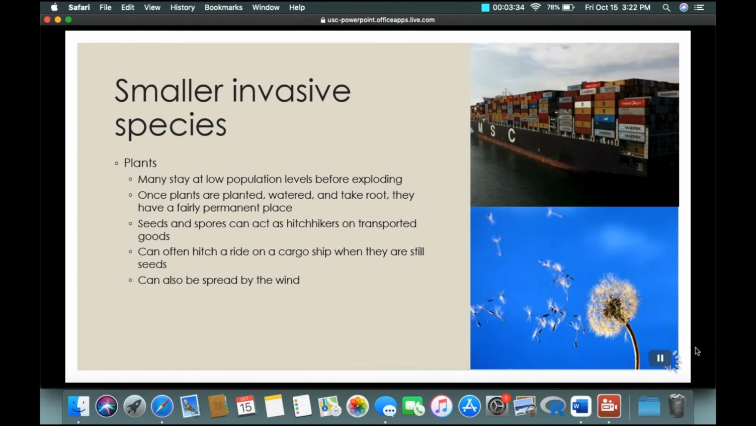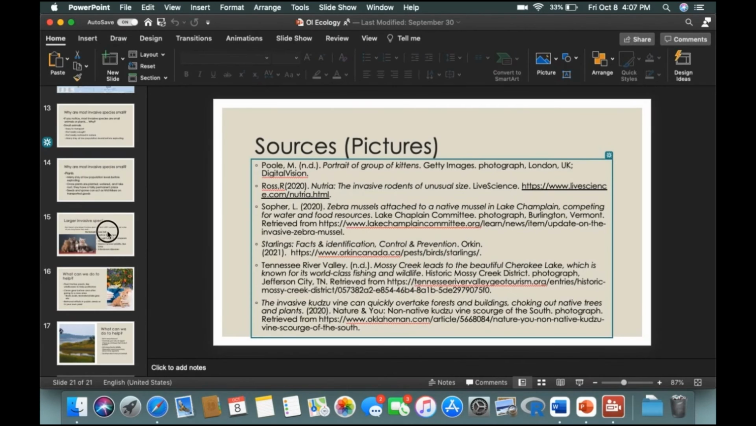That is how a lot of goods get transported between countries. And when you think about it, it would actually be very easy for one little small seed to get on this huge cargo ship. And once it is brought over and it's unloaded, all it has to do is find some soil, and it's here. So it's like they just get a free ride.